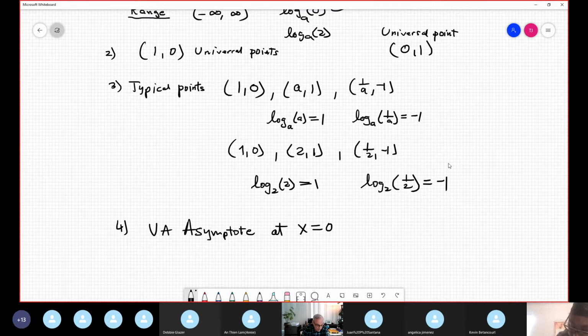And maybe the graph is increasing or decreasing. It's similar to the exponential, depending on the base. If the base is greater than 1, it's an increasing function. And if the base is a fraction, between 0 and 1, it's decreasing. Let's see it clear and elegant in this one.